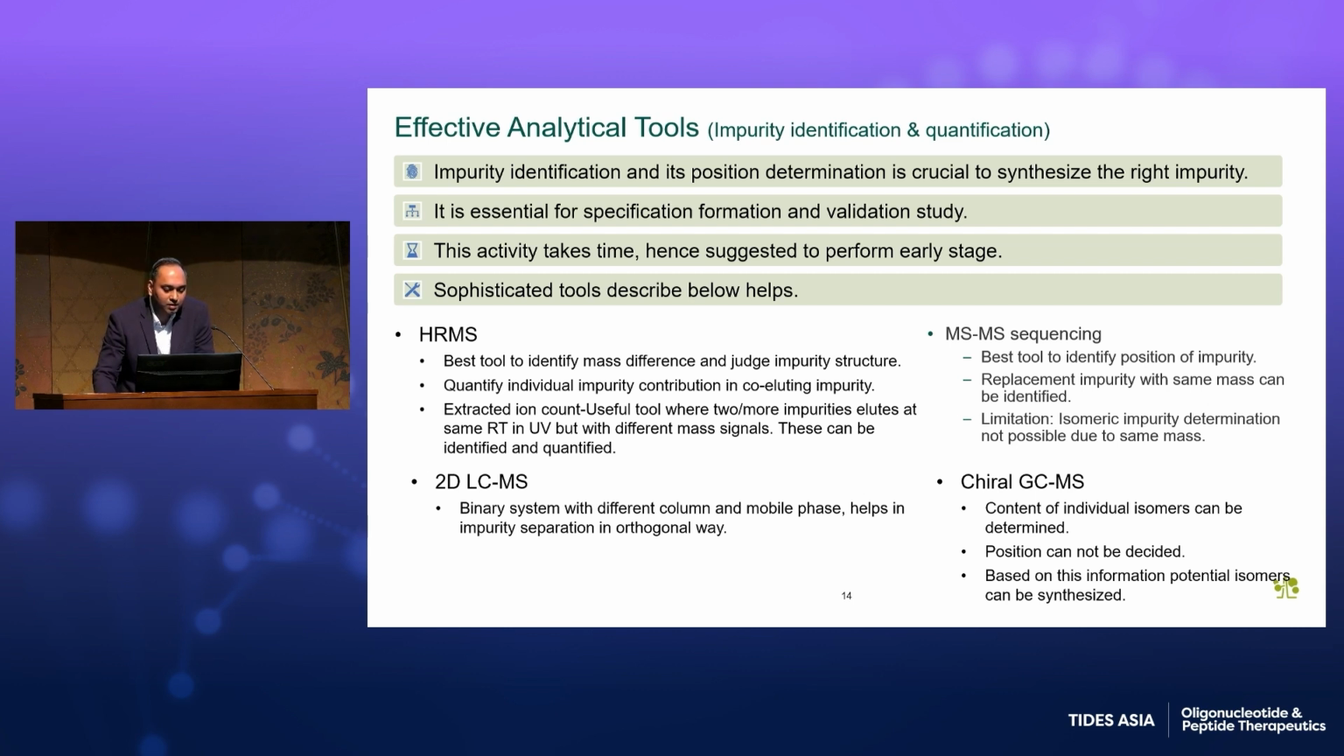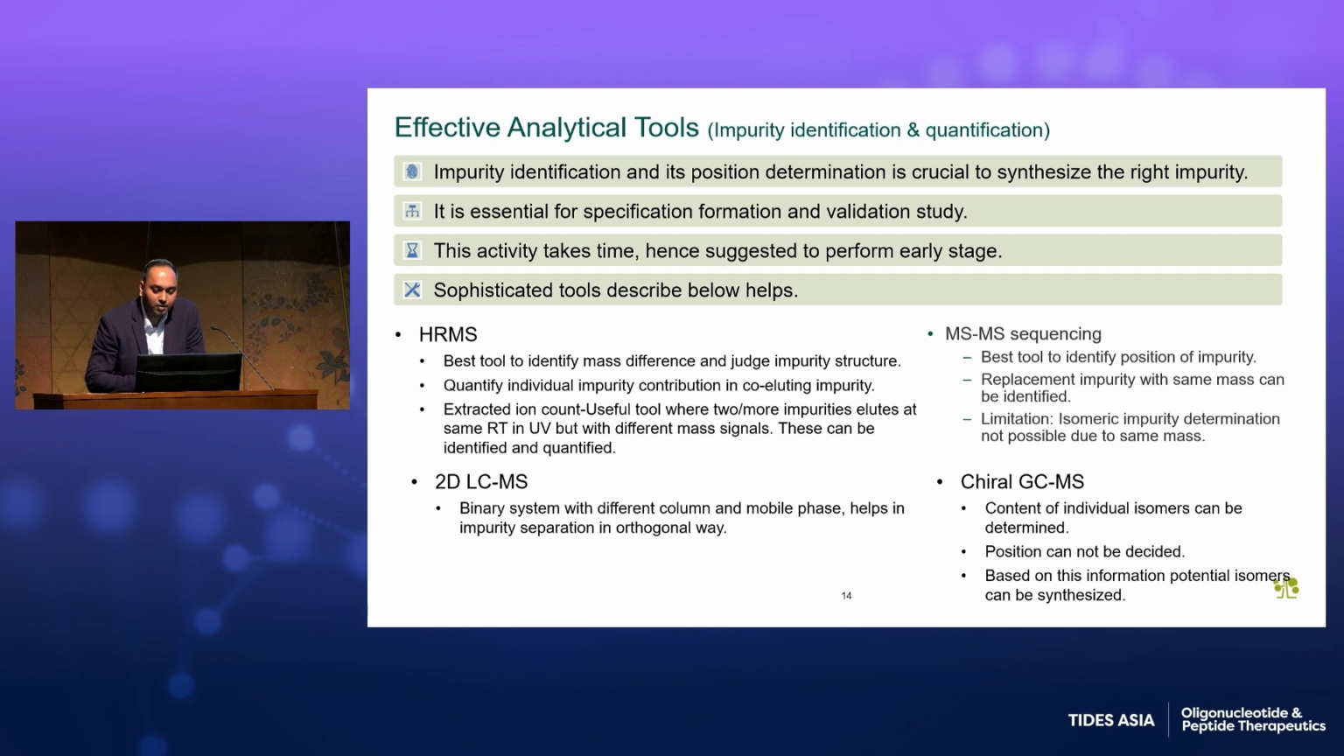So HRMS, as you all know, is a tool identifying the mass differences, and we can judge the impurity structure. HRMS will help quantify the impurity contribution in the co-elution impurity. It is a useful tool if there are multiple impurities under the main peak but with different masses, which can be identified. So identification and quantification is possible.